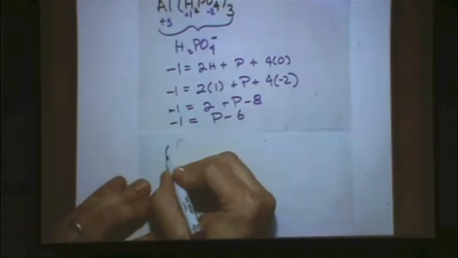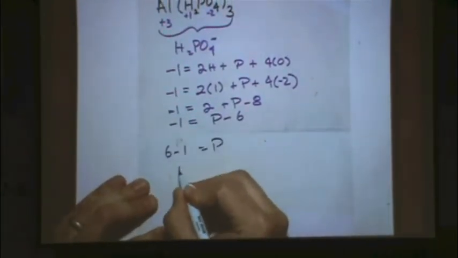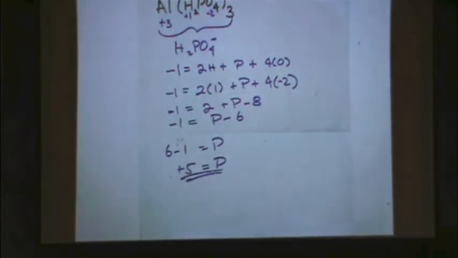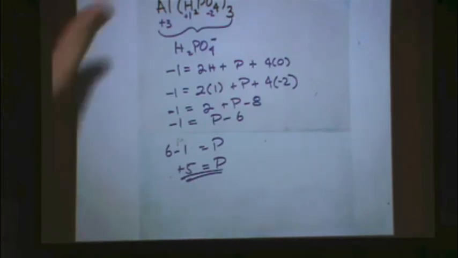And then add 6 to both sides, 6 minus 1 equals phosphorus, or plus 5 for phosphorus, which is pretty common for phosphorus. If you count over, it's 5 from the end. Okay, now let's try a harder one, just so you can see what a really hard one would look like. It's more hard mentally than it is in reality.